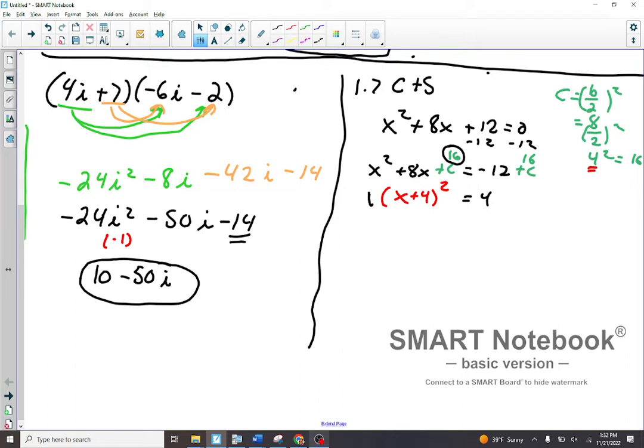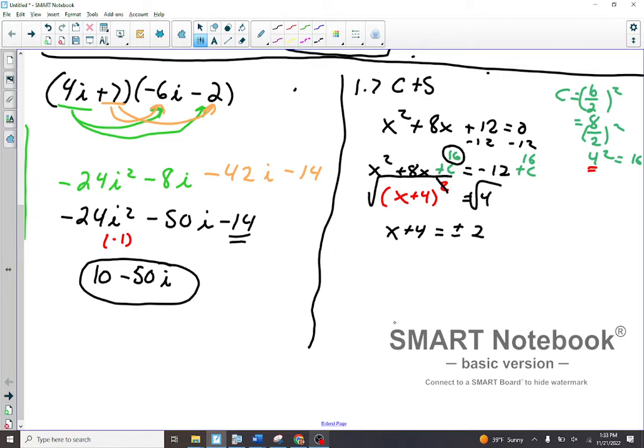From there, we're going to square root both sides. So the square root and the square get canceled out. So it's x plus 4. And then the square root of 4 is plus or minus 2.